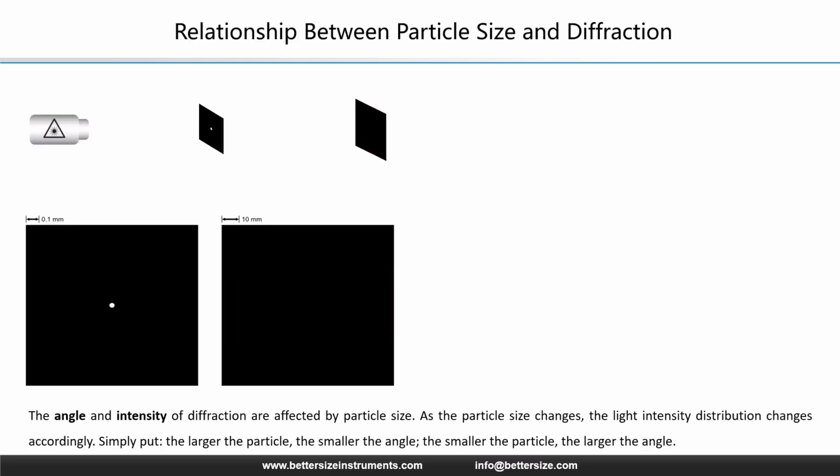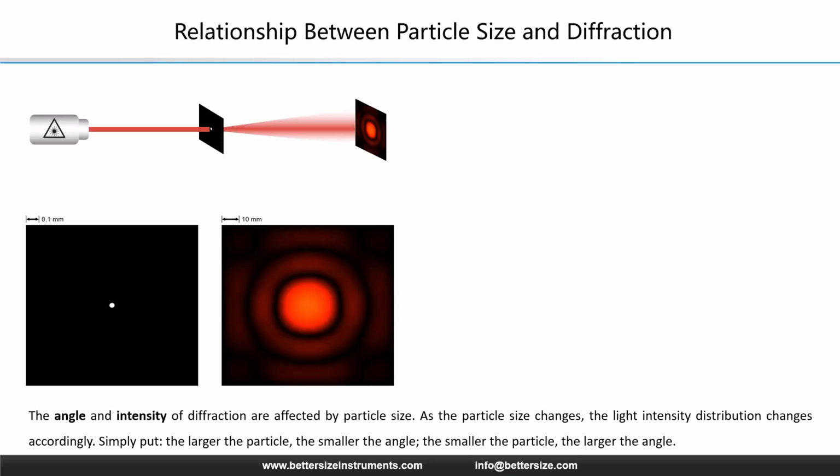Now, let's isolate the most important interaction, diffraction. This is the core principle the Bettersizer uses to calculate size. Imagine a simple setup: a laser source, a single particle in the center, and a detector screen behind it. When we fire the laser, the light hits the particle and bends, creating a diffraction pattern, a series of concentric rings on the detector. Now, watch the animation carefully.